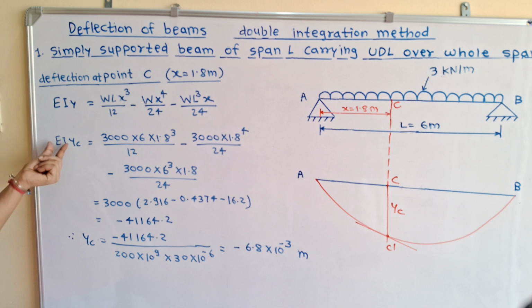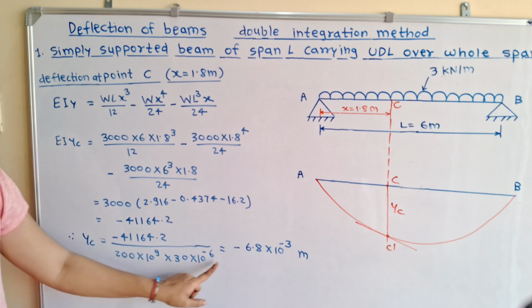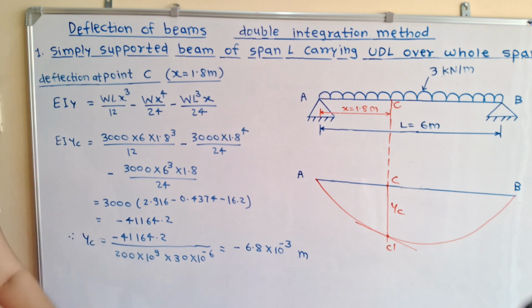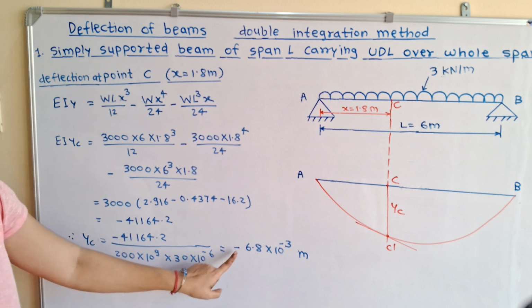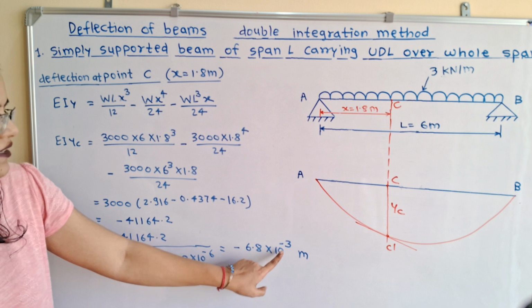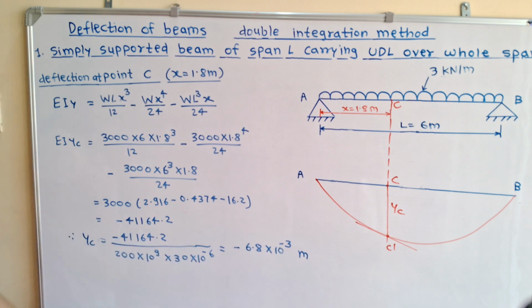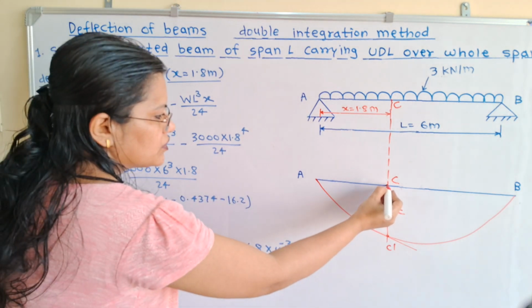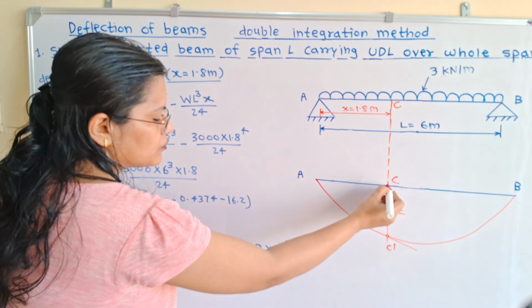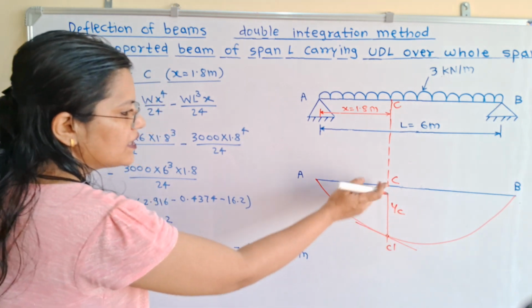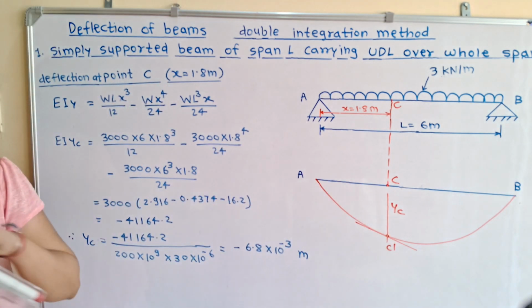Now we have to find the deflection at point C, that is YC. Therefore YC is equal to this value divided by EI, where E is the Young's modulus and I is the moment of inertia. These values are mentioned in the question. When we calculate this, we get the answer minus 6.8 into 10 raised to minus 3 meter. Now this negative sign indicates that the deflection is in the downward direction. So here is the original position and this is the final position, and because of the negative sign, the deflection is in the downward direction.